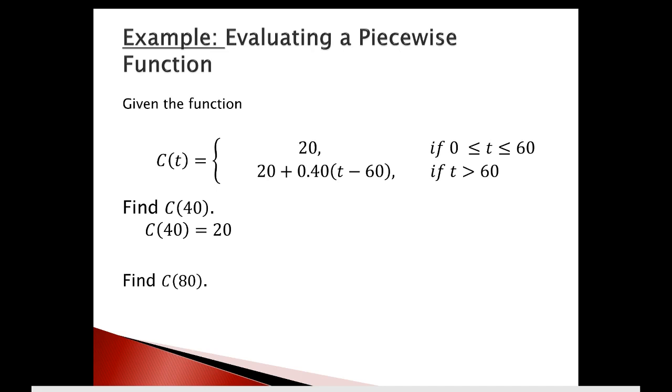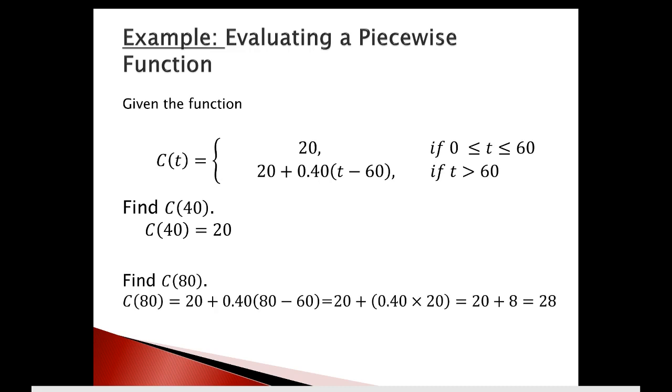Now we need to calculate c of 80, and now here we have t greater than 60. In this case we need to take the second equation. Now c of t is equal to 20 plus 0.4 times (t minus 60). To calculate c of 80, we take the second equation and we change this value of t to 80. Then after that we can simplify this one, and we will get c of 80 is equal to 28.